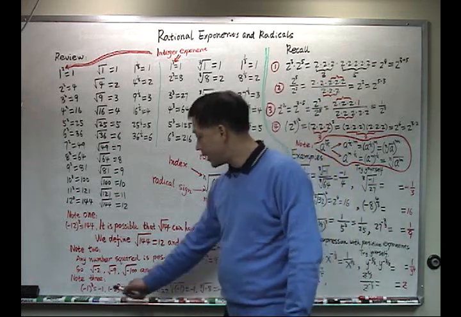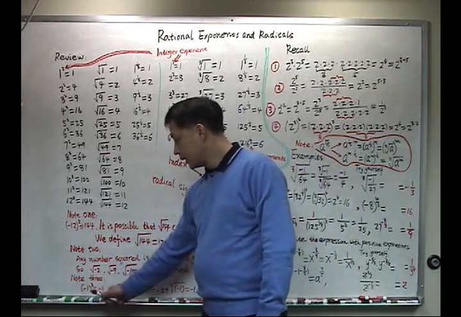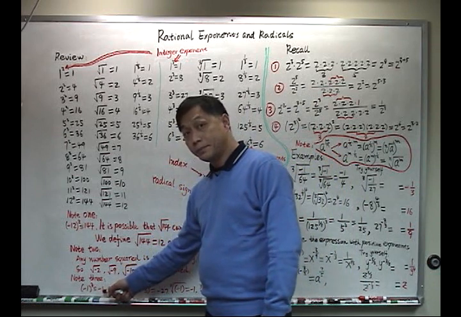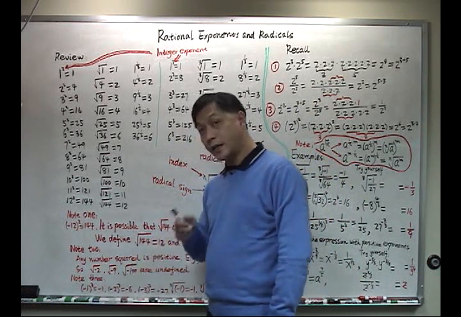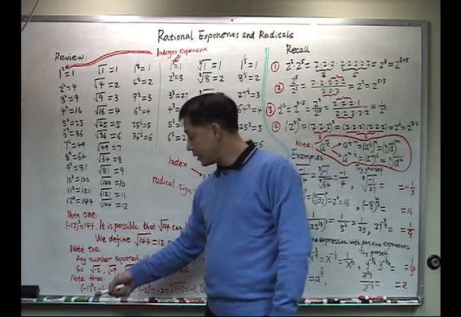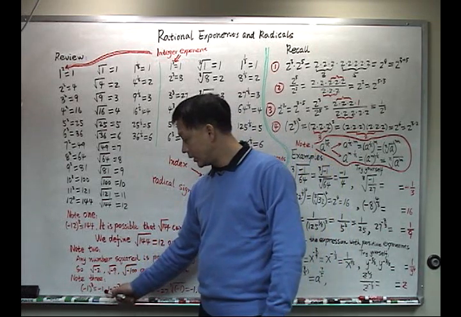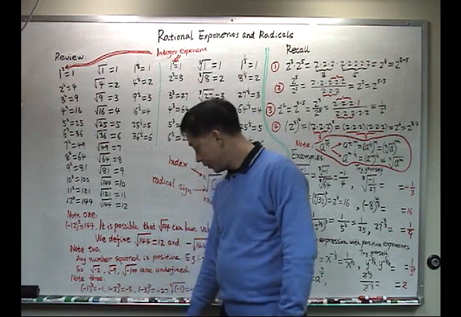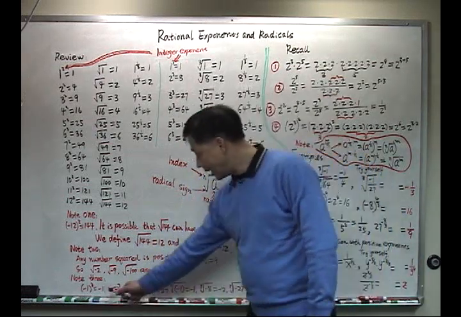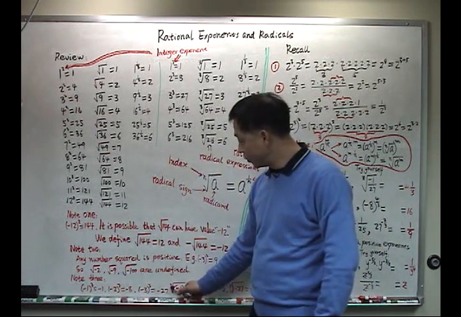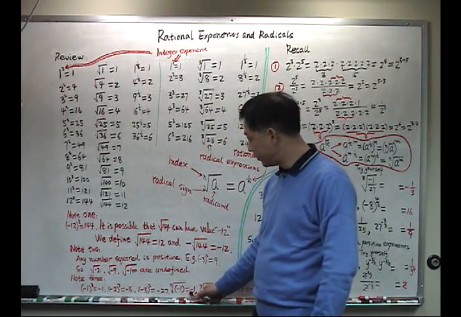Another thing is that note 3: negative 1 cubed is negative 1. This means negative 1 times negative 1 times negative 1, because it's cubed. 3 negatives, you get negative 1. Then from negative 1, going back, the cube root of negative 1 is negative 1.